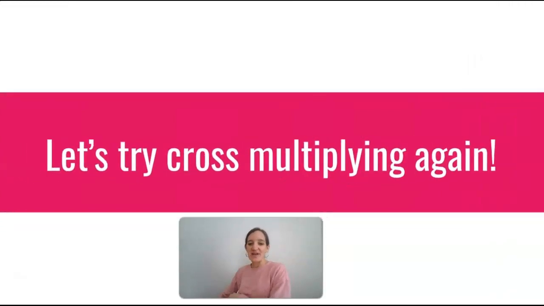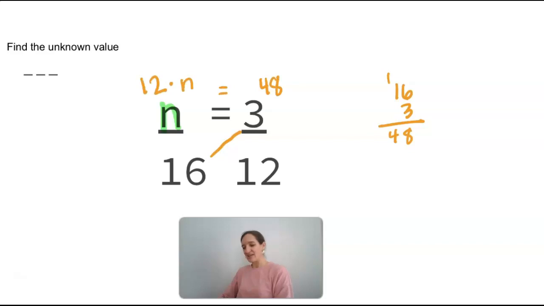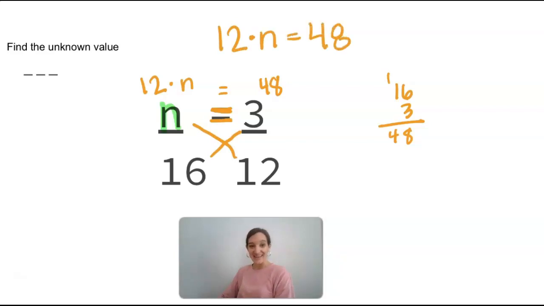So let's cross multiply again. Here we have an unknown value for n. What does n equal? Well, 3 times 16 is 48. And 12 times n also has to equal 48, doesn't it? Because they are equivalent right there. So they're equal. So if I have 12 times n, and that has to equal 48, there's only one possible answer for n, isn't there?